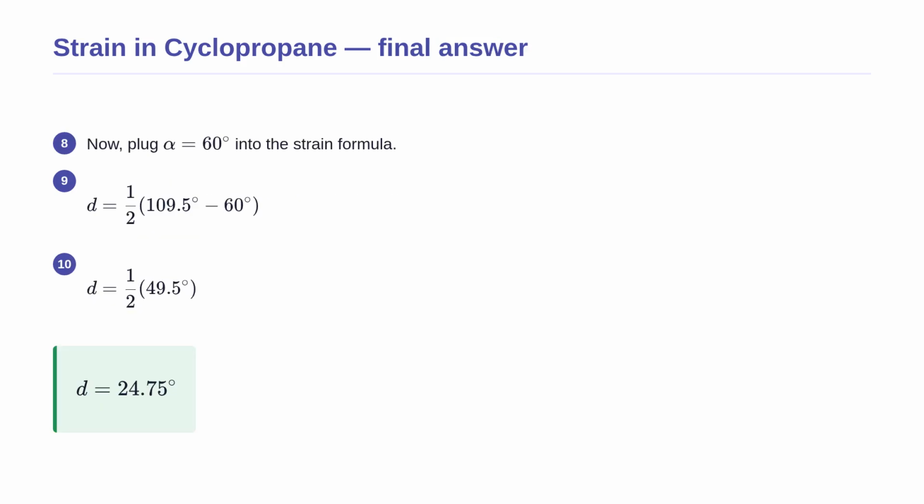Now we must plug this actual angle of 60 degrees into our strain formula to find the exact deviation. We subtract 60 degrees from the ideal angle of 109.5 degrees. This subtraction tells us the total distortion is 49.5 degrees. But remember, this stress is shared between two bonds. So we divide 49.5 by 2. This gives us our final angle strain of 24.75 degrees per bond.